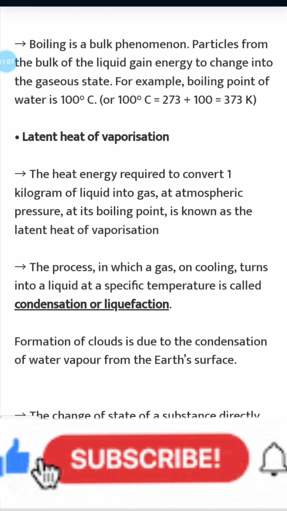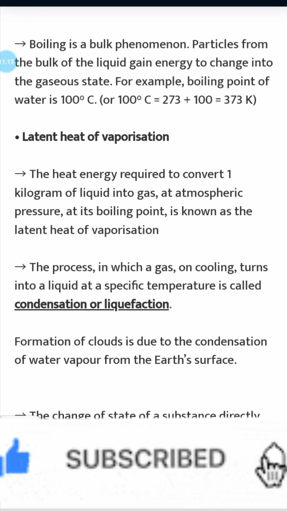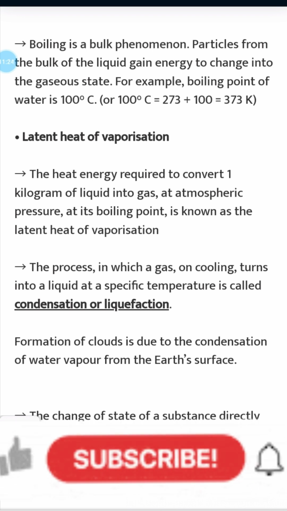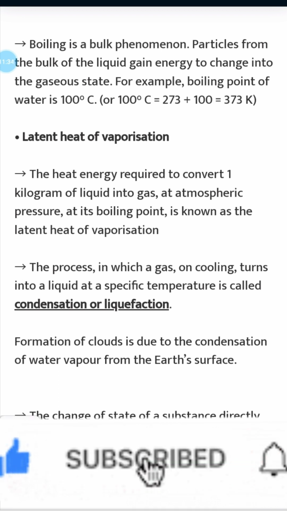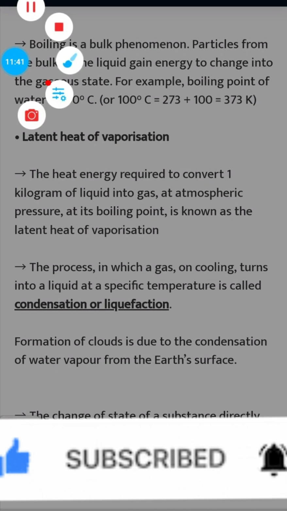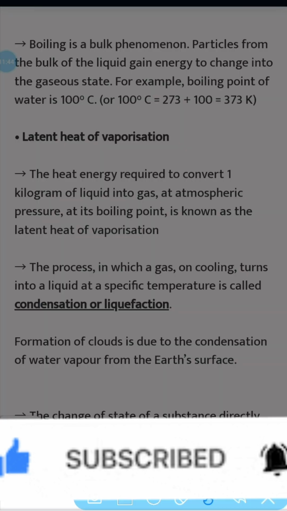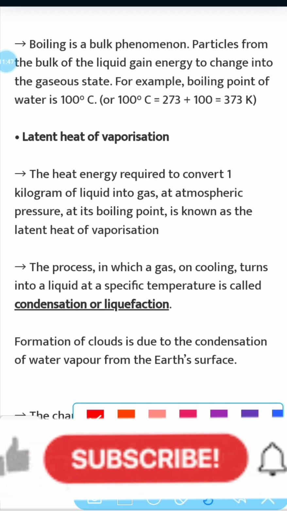We always take the example of water, because water is the universal solvent which is available in all three states of matter, that is solid, liquid and gas. Solid as ice, liquid as water, and gas as steam or vapor. So the boiling point of water is 100 degrees Celsius, that is 373 Kelvin. From here we can also learn how degree Celsius can be changed into Kelvin. See, let me show you, just a minute.